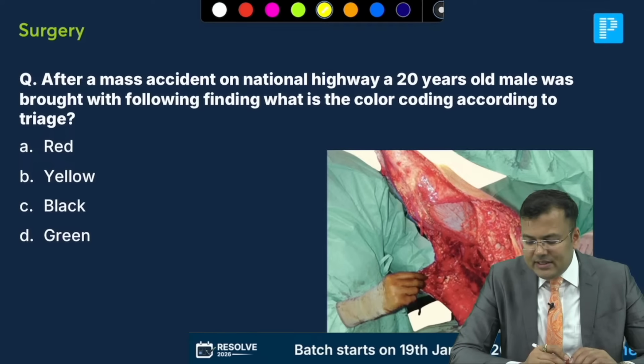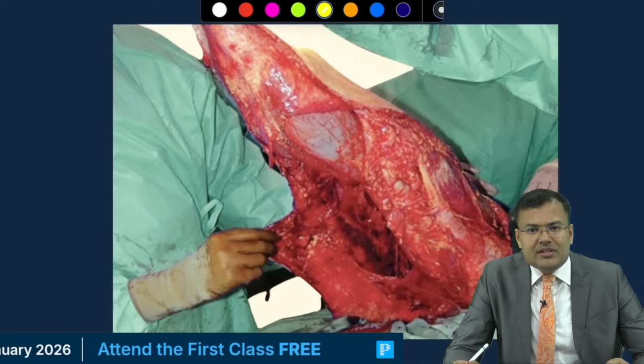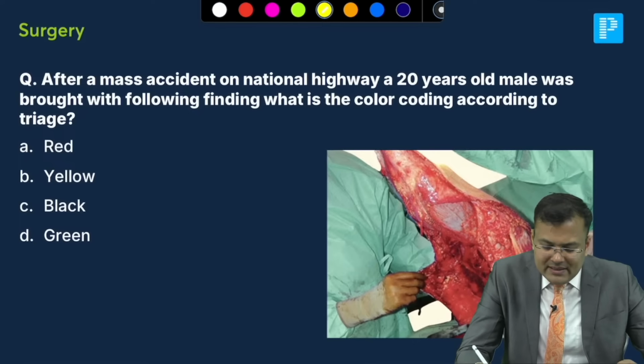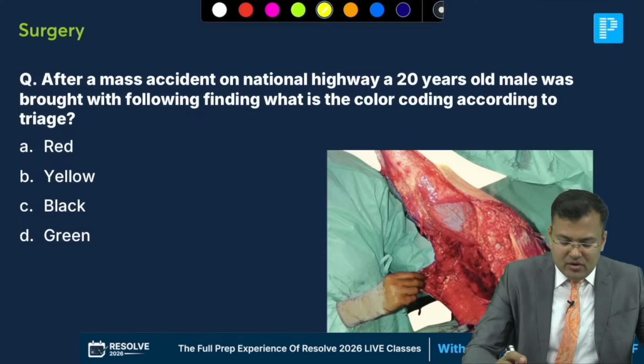Next question, you can see this is very important. Take a little look. The patient is having crush injury. Can you see this? Crush injury, right? After a mass accident on the national highway, a 20 years old male was brought with the following finding. What is the color coding? Nowadays there are 5 color codes.